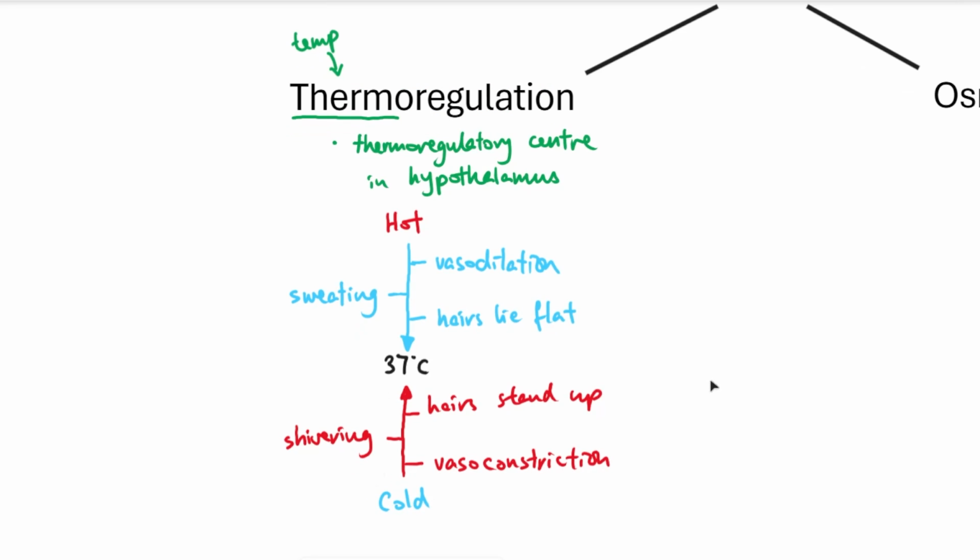So thermoregulation is the control of our body temperature, keeping it around 37 degrees Celsius in human beings. That is done mainly through the hypothalamus, specifically the thermoregulatory centre. And you can see that there are a few actions that the body takes to make sure that you don't get too cold or too hot.